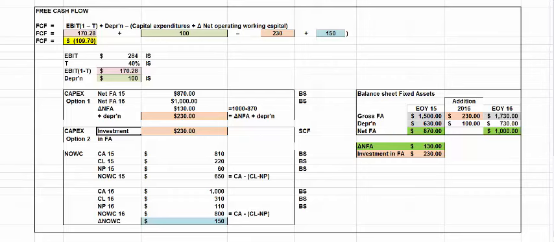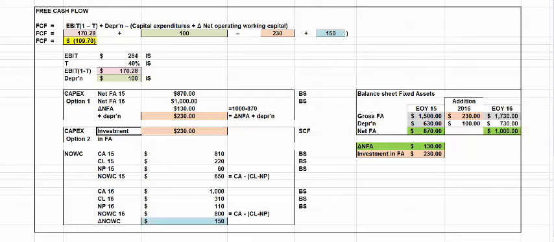During 2016, Allied invested $230 million in plant and equipment from the statement of cash flows. They also added $100 to depreciation from the income statement. So at the end of 2016, gross fixed assets is the $1,500 plus $230, $1,730. Accumulated depreciation is the $630 plus $100, $730. So net fixed assets for 2016, $1,730 minus $730, or $1,000. Again, the balance sheet number.